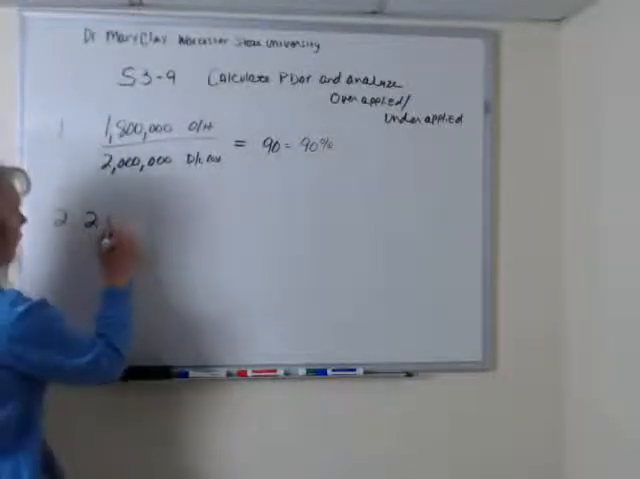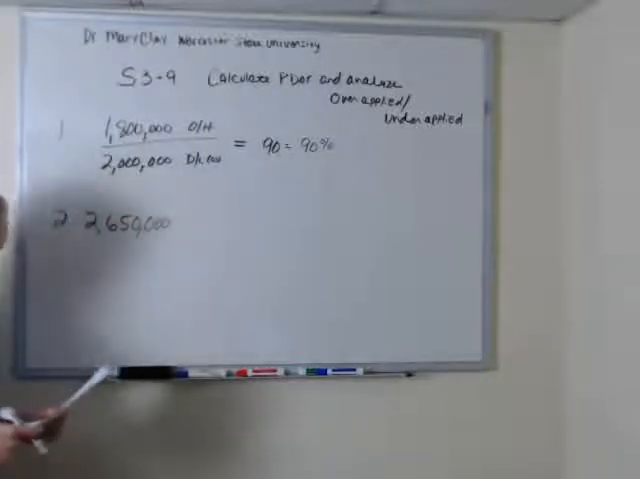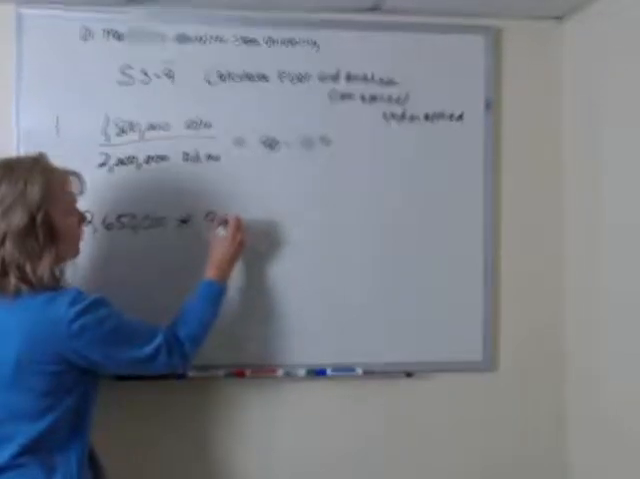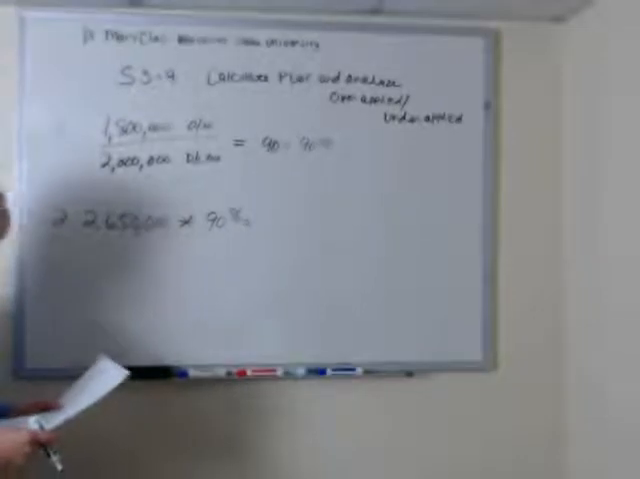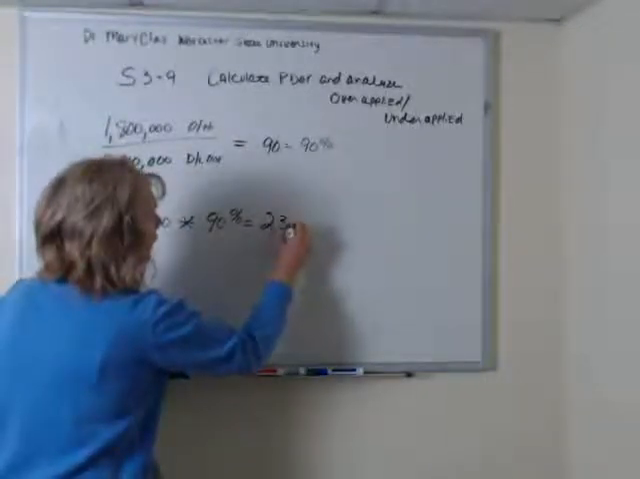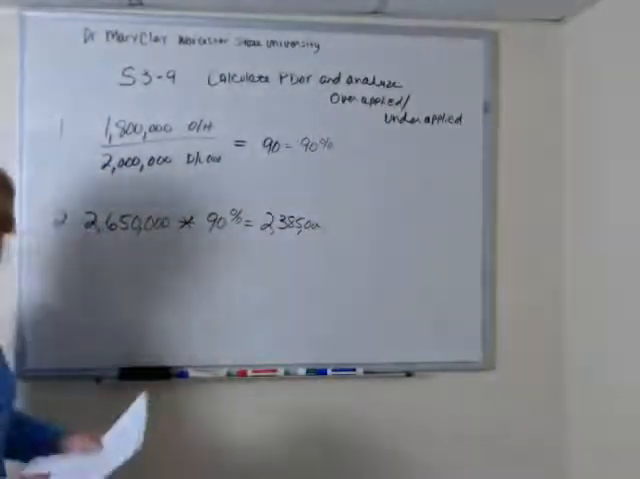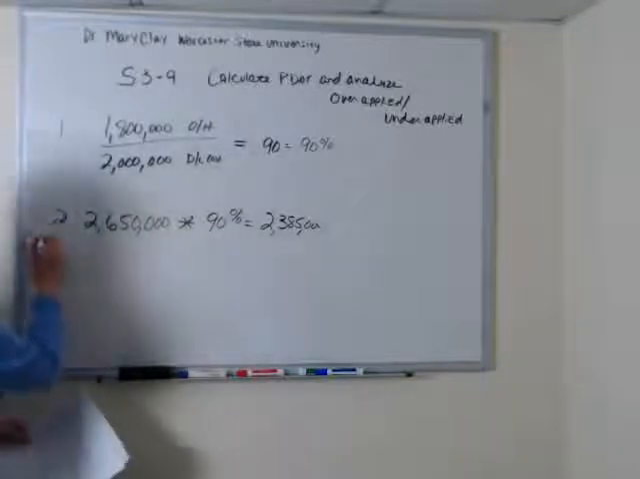I take $2,650,000, which is my actual direct labor cost, and I multiply that by 90%. And that equals $2,385,000. That is my estimate for overhead, my allocation of overhead for the year. All right, let me draw a line now.